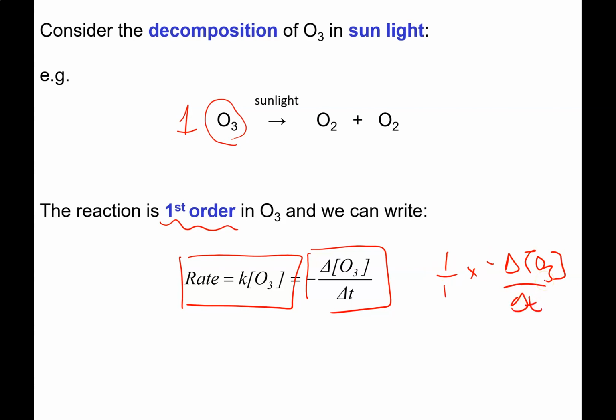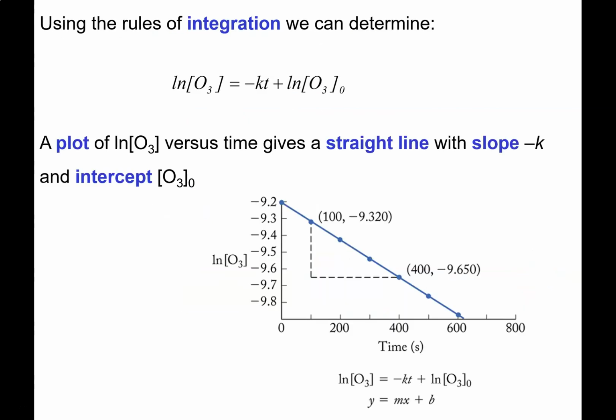Okay. So what we're going to do now is we're going to magically apply the rules of integration to this equation, and we're going to integrate both sides. And when we do that, we get this expression, which is what we call the integrated rate law for a first order process. Now, if you're interested in the math, the calculus that we use to do this, I've posted an explanation in the resources section and you can have a look at that.